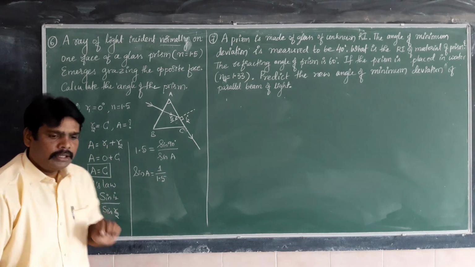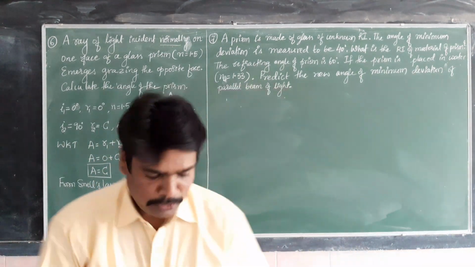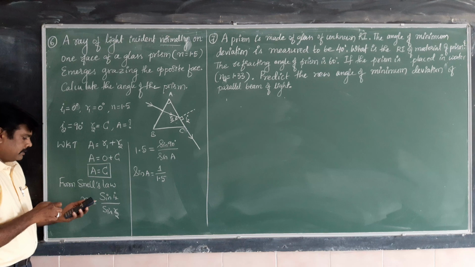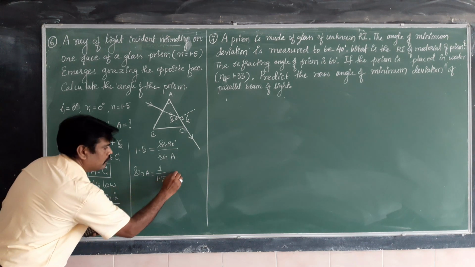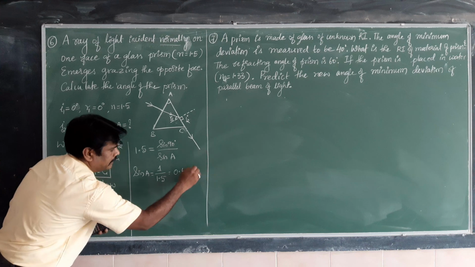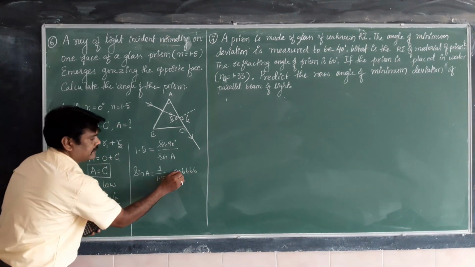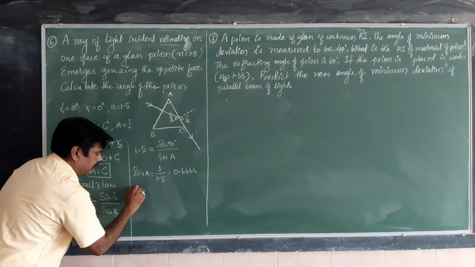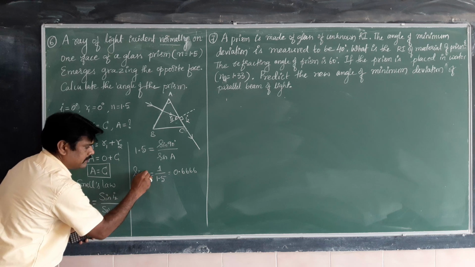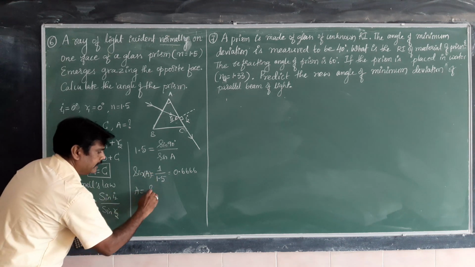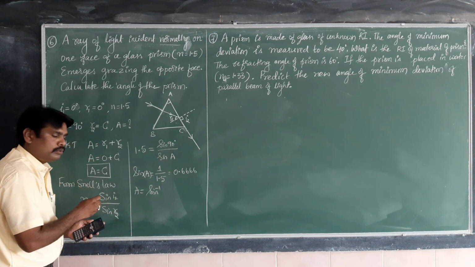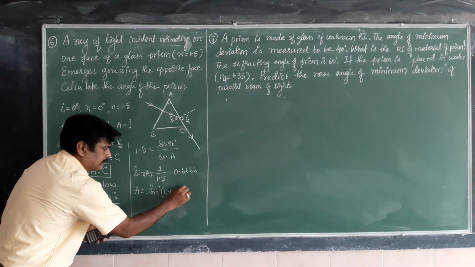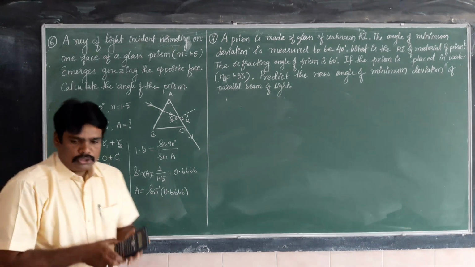If we take the ratio of 1 divided by 1.5, you will get 0.666 continuing. I will take only 4 digits after the decimal because it helps while using the trigonometric table. So to calculate the angle of the prism, A is equal to sine inverse. Just transfer the sine function to the right side: sine inverse of 0.6666. Today I am not using a calculator.